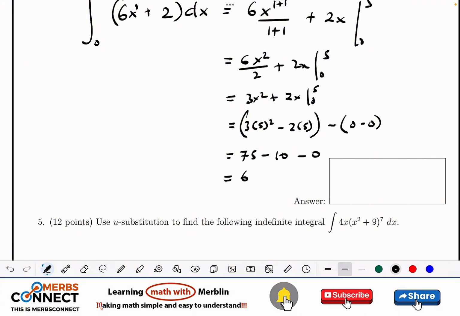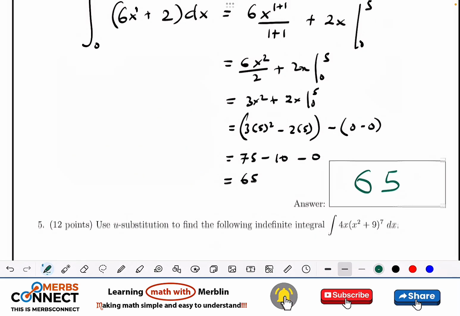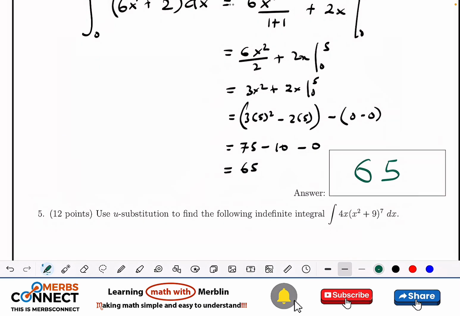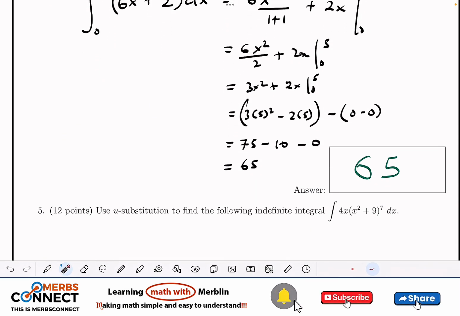And this is supposed to be giving us 65. So this should be giving us 65. Right, so that's what we need to get at the end of the day. Let's assume that you've gotten here, you didn't do the substitution very well, and you got this one wrong.